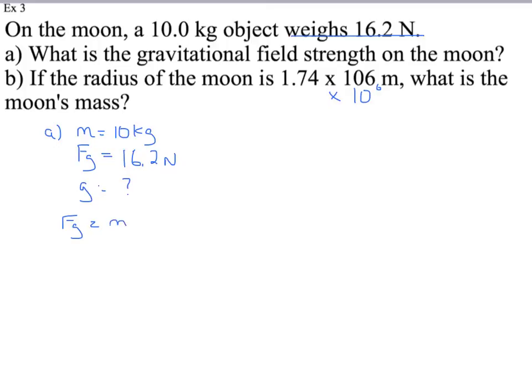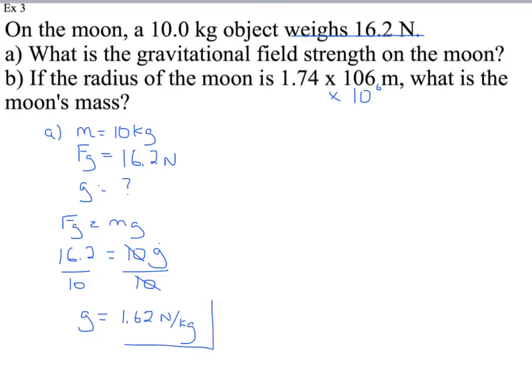We know Fg is mg. That weight then, 16.2 newtons, is equal to the mass, 10 kilograms, times little g. And it's little g there that we're looking for. We can divide both sides by 10, the 10s over here cancel, and we're going to get little g is 1.62 newtons per kilogram, or meters per second squared. Again, same thing. So that one's fairly straightforward.